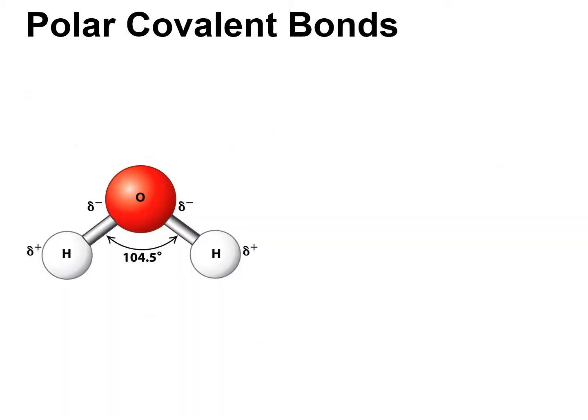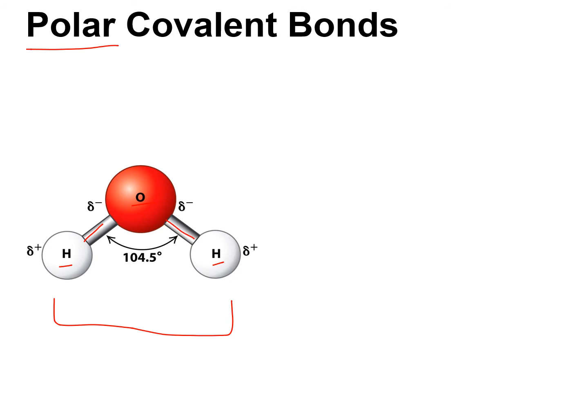The other type of covalent bond are the polar covalent bonds. Polar covalent bonds means that there is unequal sharing of the electrons. A typical example of this is water. So here's your water molecule, 1 oxygen bound to 2 hydrogens. Now, the reason there is unequal sharing of the electrons, this indicates the sharing of a pair of electrons.